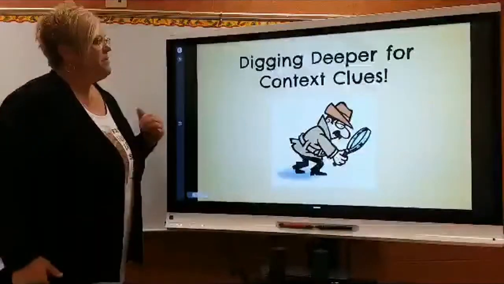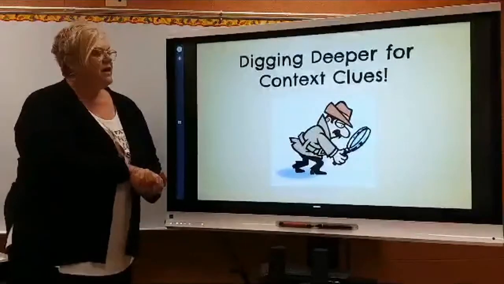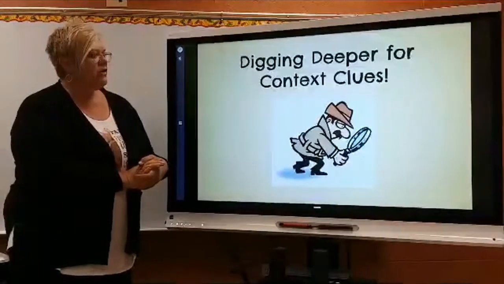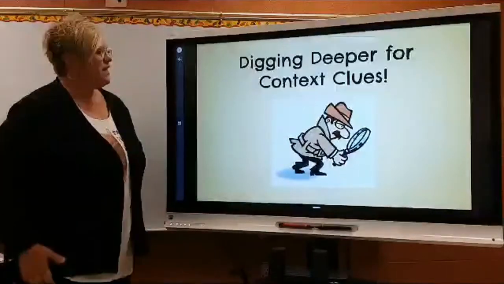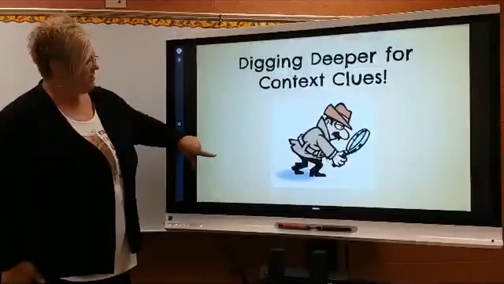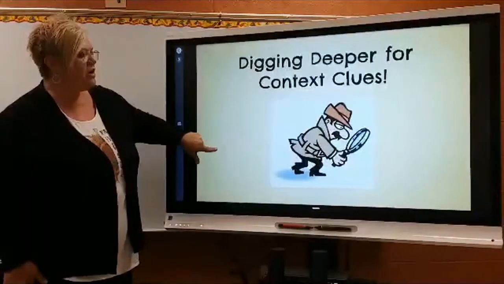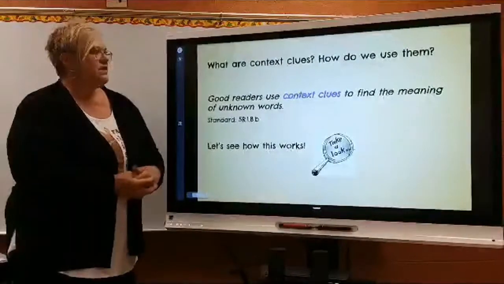So to begin the lesson, this is digging deeper for context clues. We are going to be little detectives today as we move through our reading passages for getting a better understanding of what context clues are and what they do. So what are context clues and how do we use them?